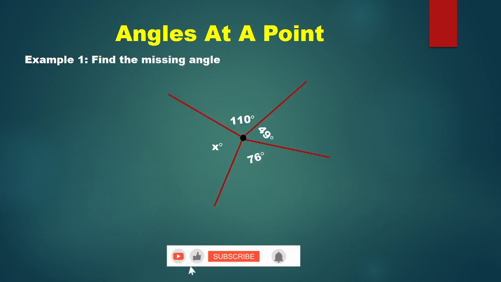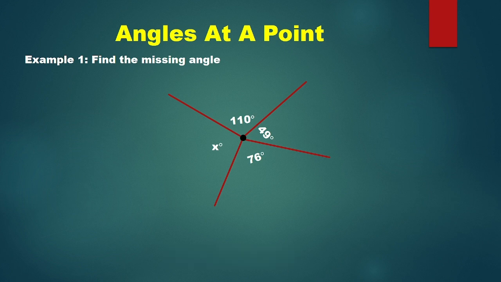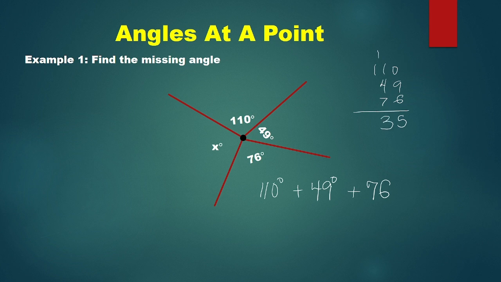Let's try out some examples. Find the missing angle. So in this case, we want to find the missing angle from this angle at a point. Firstly, add up all the angles that have been given. That is 110 degrees plus 49 degrees plus 76 degrees. Now, if we quickly do our addition, 110 plus 49 plus 76, it sums up to 235 degrees.